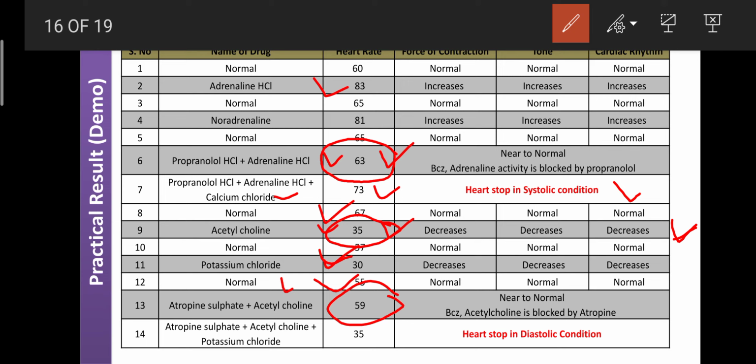So it can be confirmed by immediate administration of potassium chloride. Here the heart rate decreases to 35 and the heart can stop in the diastolic condition. It confirms that previously the effect of acetylcholine was blocked by atropine. So we can conclude atropine is the antagonist of acetylcholine.